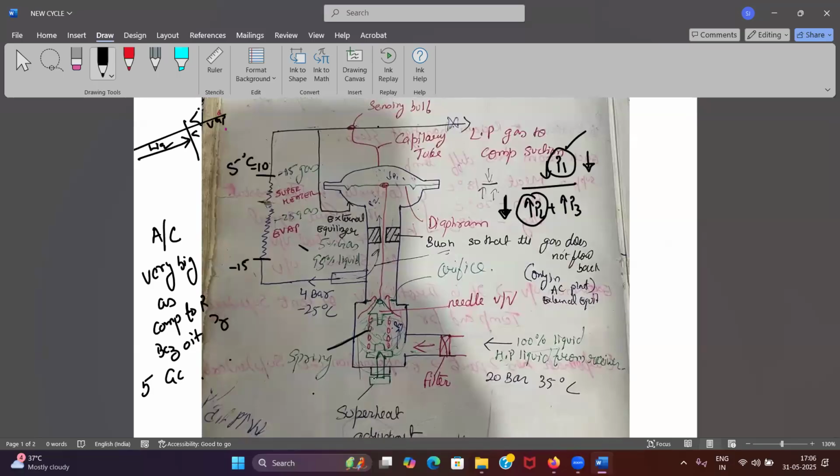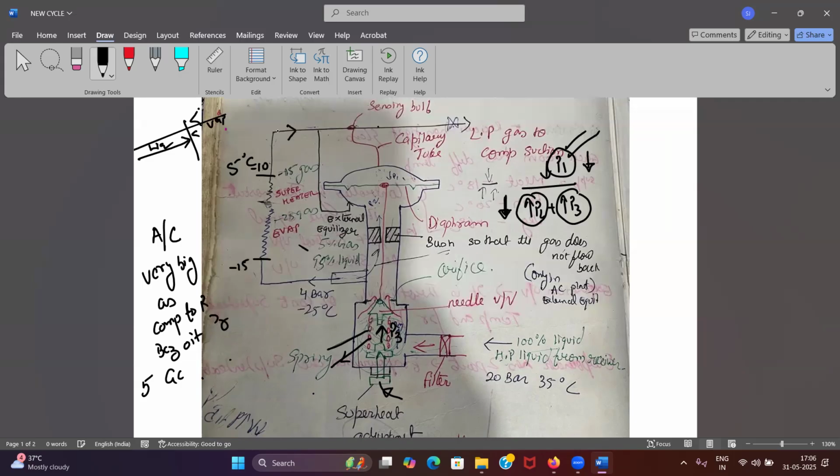But now if I screw this bolt up, what will happen to my spring tension? It will increase. It will give more force. P3 force will increase or not if I screw it up? So if the P3 force is increasing, I will need much more P1 force to open the valve. That means I am increasing the degree of superheat.